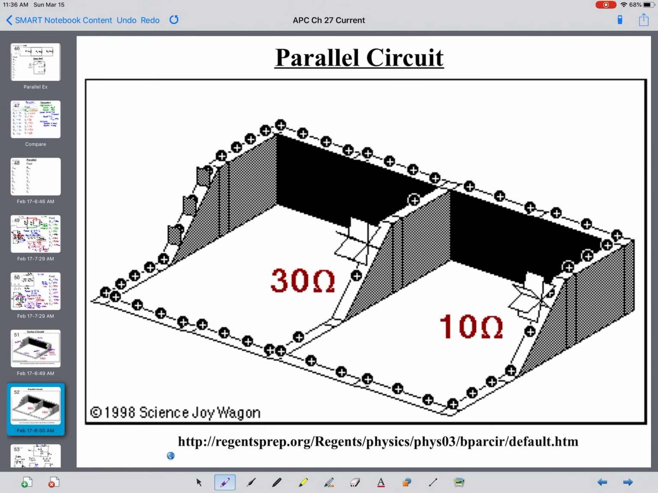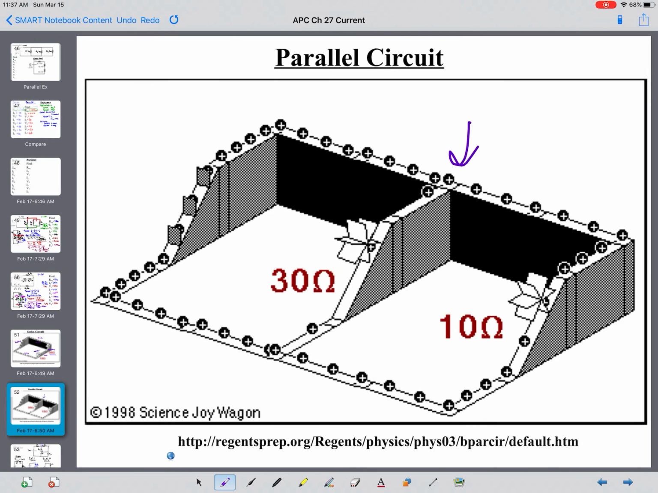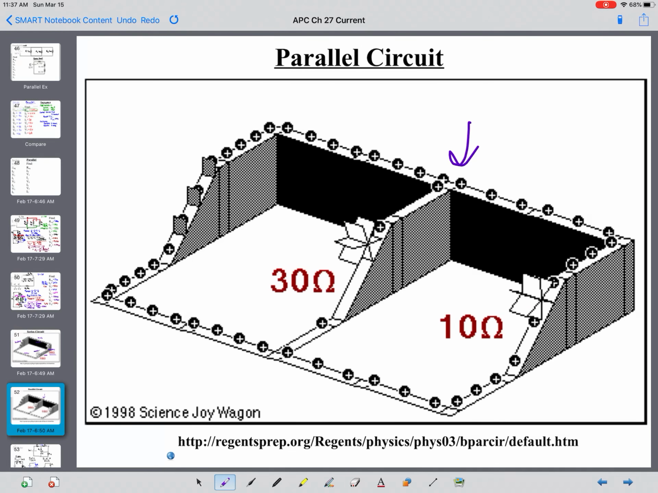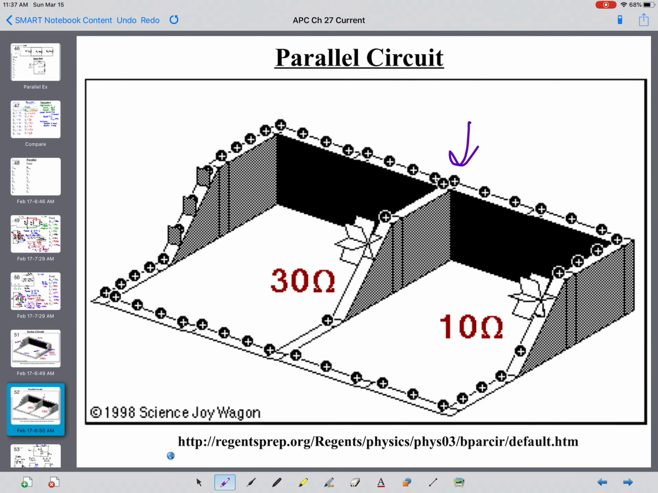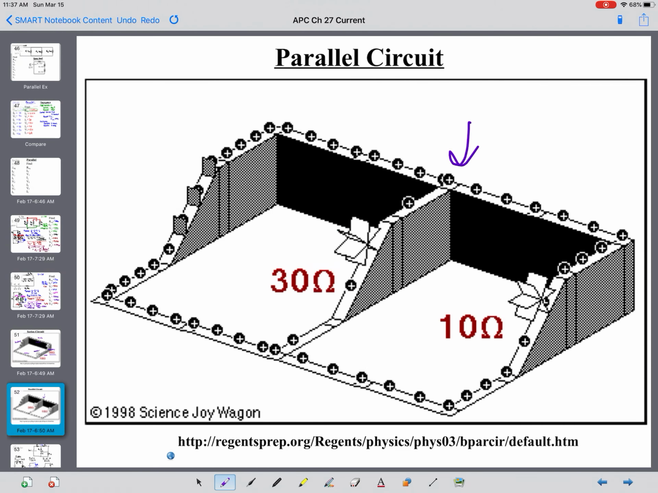Parallel. Here's your same two resistors in parallel. Your charge is split, and notice when they split right there, they do not split equally. They're taking the path of least resistance. So your 30 ohm resistor would be analogous to a very narrow stairwell. Your 10 ohm resistor, a very wide stairwell. So more of the charges go through the 10 ohm resistor. It's the path of least resistance. Which path they go to has nothing to do with how close it is. Has everything to do with what the resistance is.